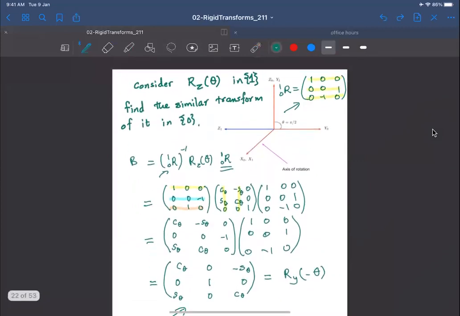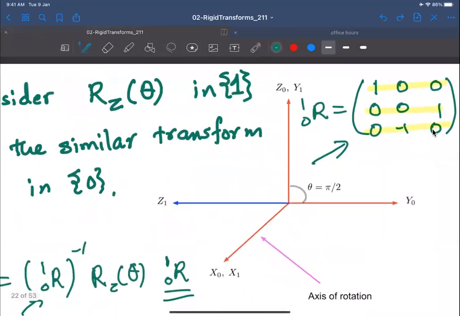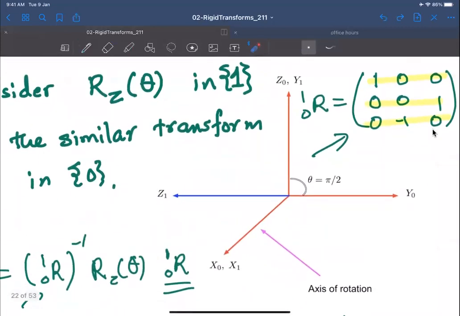So this is exactly what we expected, because basically the similar transform for rotating about Z1 in frame 1 is basically rotating about Y0 in frame 0. Yeah, hope this is clear.